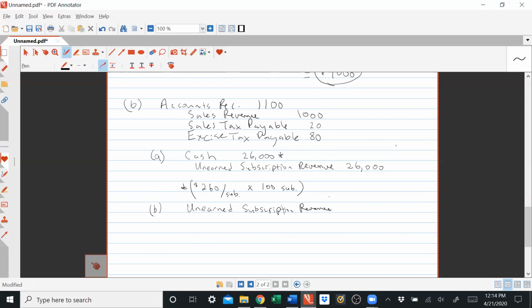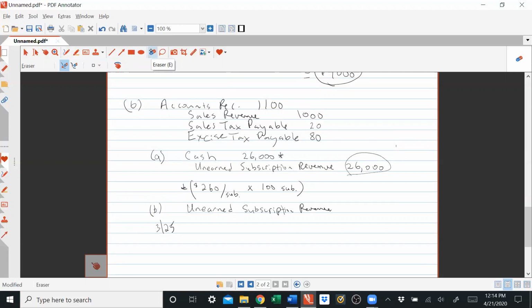For how much? They're going to reduce a portion of this liability because each week they just asked us to do the week that ends March 25th, fine, whatever. But it doesn't matter what date the week ends on. All the weeks, the journal entry is going to be the same.